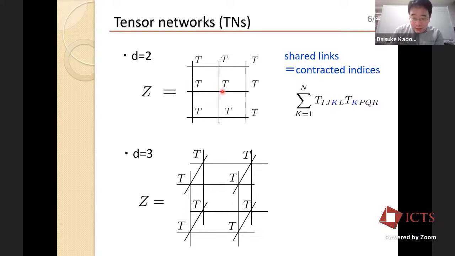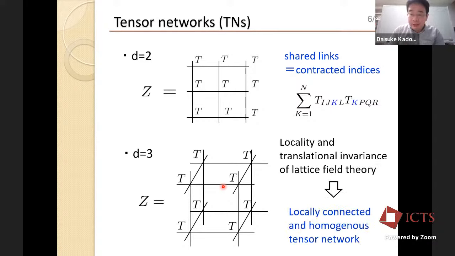Okay, and each link is shared by 2 tensors, and shared links correspond to the contracted indices. And contraction of an index is taken by this summation. Okay, and in 3 dimensions, if the lattice theory is defined on a cubic lattice, then the shape of the tensor network is also cubic.